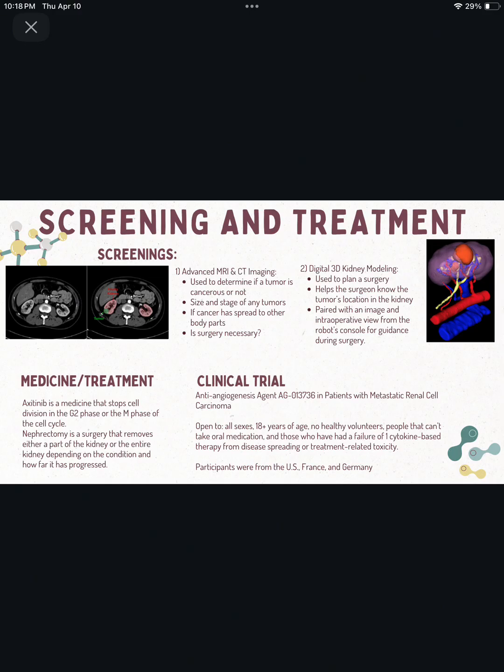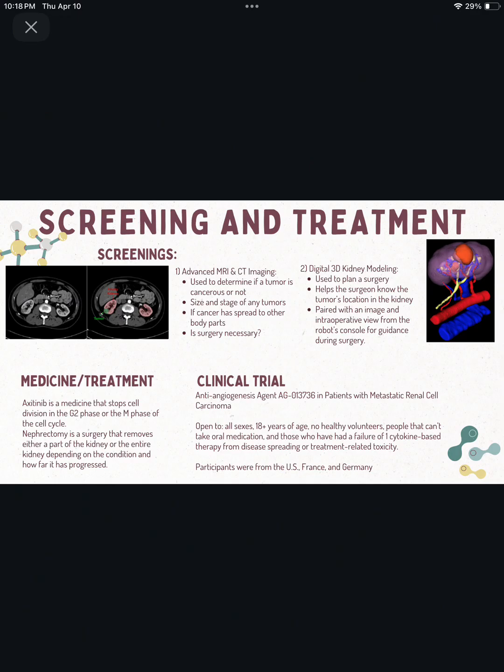Medicine and treatment. So a medicine called axitinib stops cell division in the G2 phase or the M phase of the cell cycle, and it can be prescribed to patients with kidney cancer. Nephrectomy is a surgery that removes either a part of the kidney or the entire kidney depending on the condition and how far it has progressed in the individual.